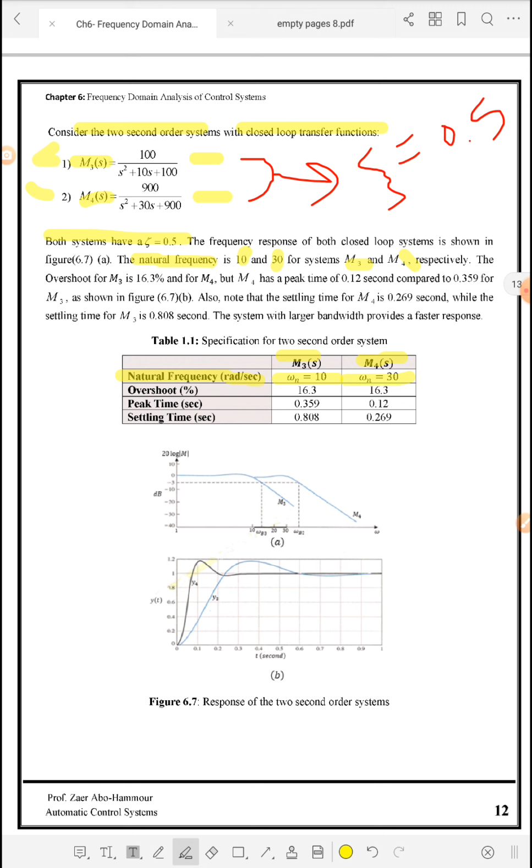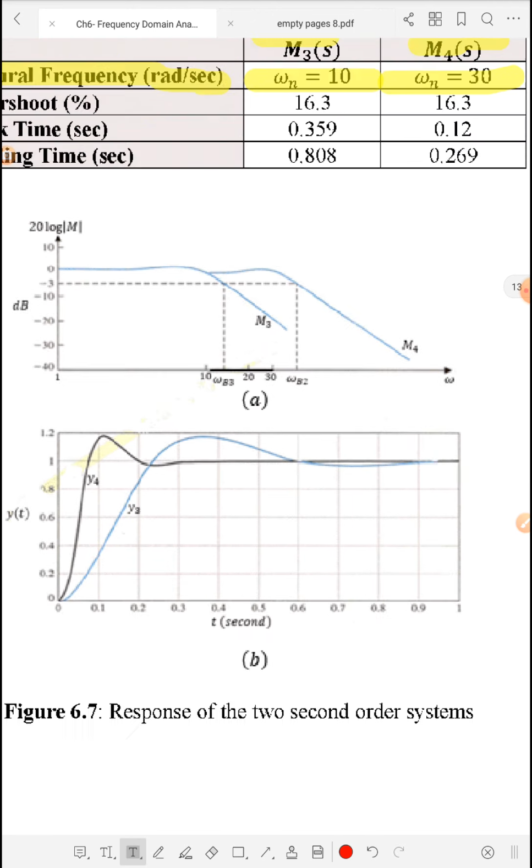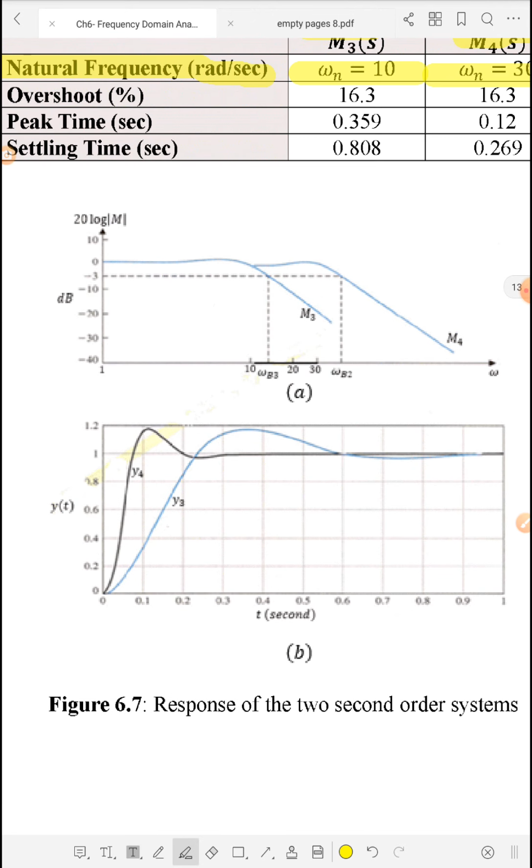So if we focus on those two figures, this is the logarithmic value of the magnitude of both of them. Here we have M4 and here we have M3. And as I said, here is the minus 3 dB line for bandwidth, and this intersection will give us the bandwidth of M3, and this intersection will give us the bandwidth of M4. So this is the bandwidth of M3 and this is the bandwidth of M4.